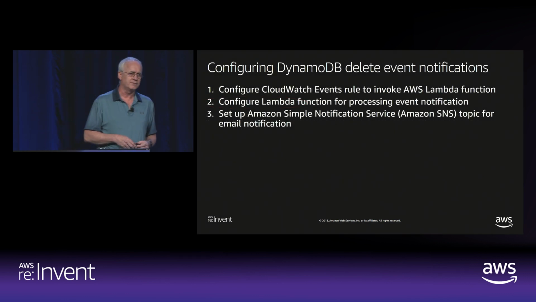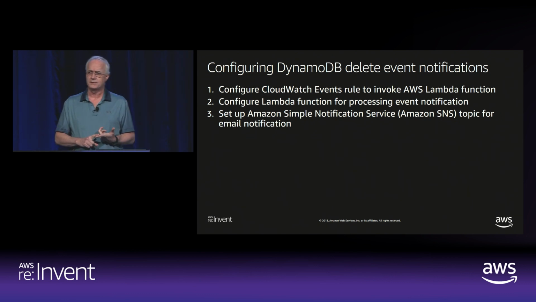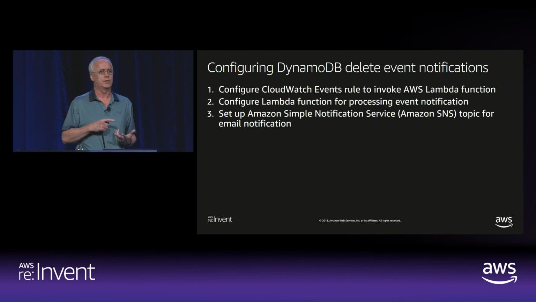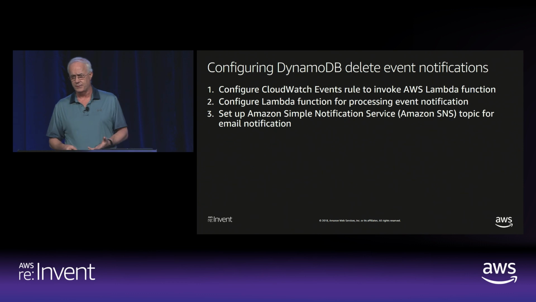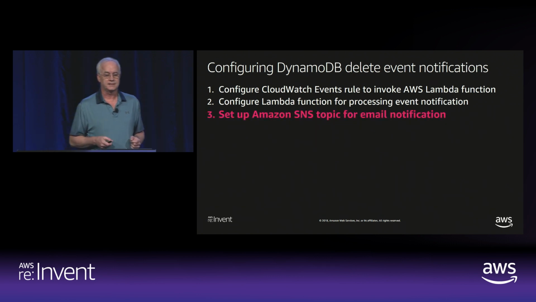How do you set this up? What do you have to do to set this up? There are 3 steps. One is you have to configure a CloudWatch event to track the event and to trigger a Lambda function. You have to build a Lambda function that will process the event and generate the message. And you build a simple notification service, an SNS topic that will deliver the email to whoever subscribed to this. So I'll walk through these steps. And it's easier if you do it backwards. So I'll start first by setting up the SNS topic, and then I'll set up the Lambda function, and then I'll set up the CloudWatch events.